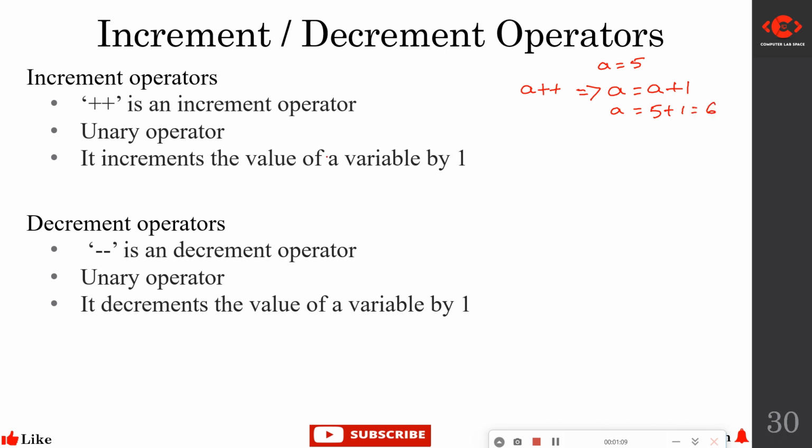For the decrement operator, the minus minus symbol is used. It is also a unary operator, since it works on a single operand, and it is used to decrement the value of a variable by 1. So this is what the increment and decrement operators are.